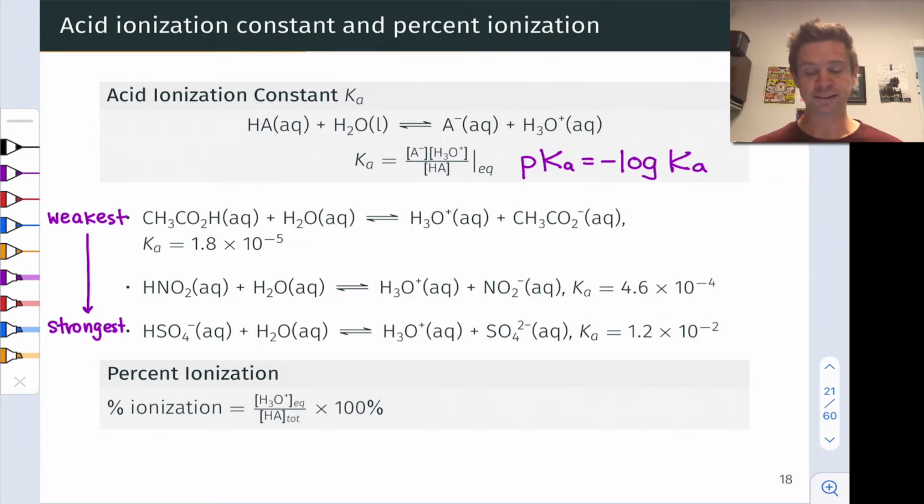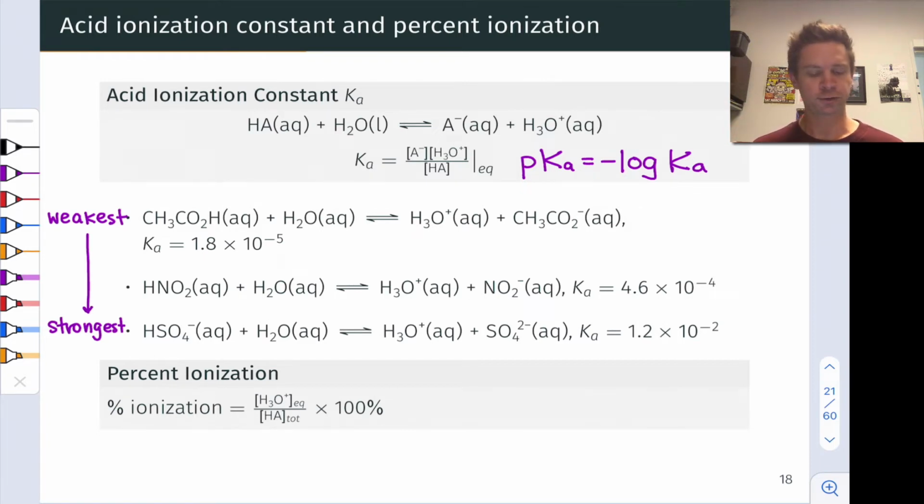And as we move down the list, Ka gets greater and the acid gets slightly stronger, although we would classify each of these as a weak acid with the pKa's all being greater than 0, and I encourage you to apply this formula, pKa equals negative log of Ka, to verify that.